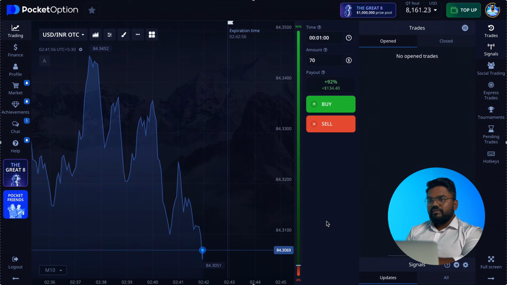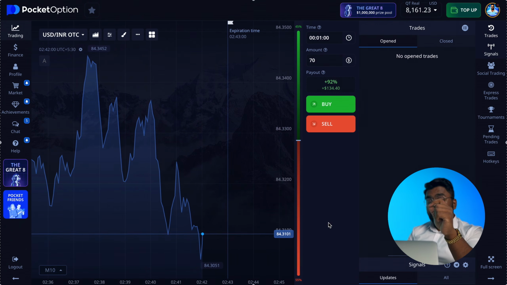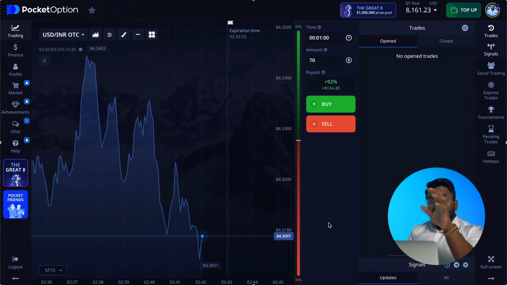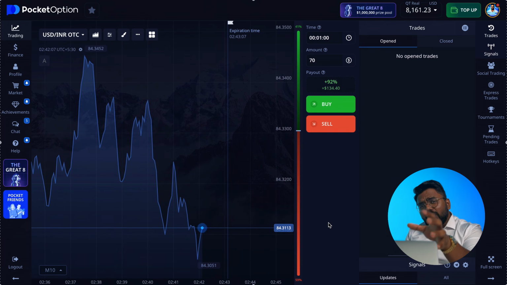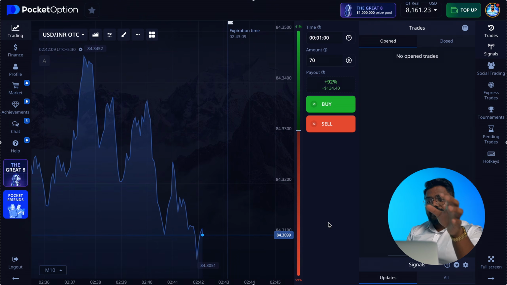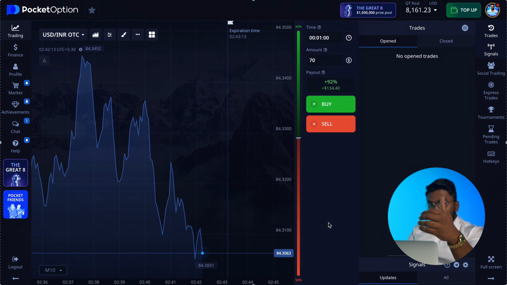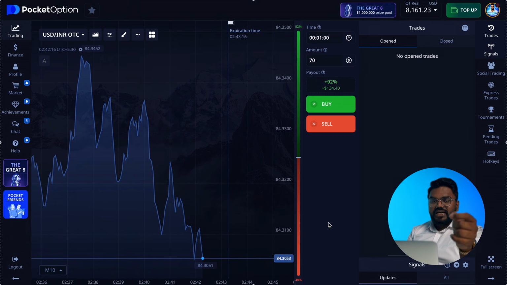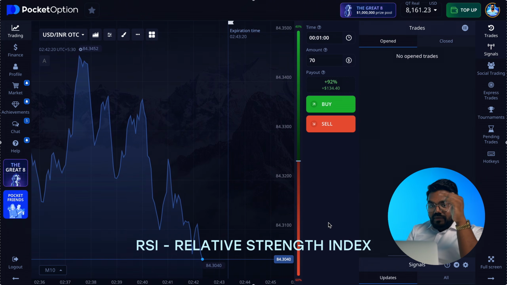So let's go to our platform, Pocket Option, the most convenient and best way because it's easier to understand, and you have multiple currency pairs. The best part, you have a demo account. Using all the strategies with the demo account is the easiest and best way to do that. Where we are talking about the RSI strategies, RSI stands for Relative Strength Index.